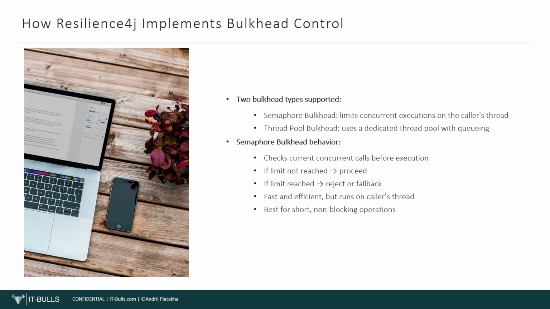In this model, Resilience4j creates a bulkhead that limits the number of concurrent calls allowed to a given method. When a method annotated with a bulkhead is invoked, Resilience4j checks how many concurrent executions are already in progress. If the number is below the limit, the call proceeds immediately. If the limit has been reached, the call is either rejected or directed to a fallback method, depending on your configuration. What's important here is that the execution happens on the caller's thread, which makes it fast and resource efficient.